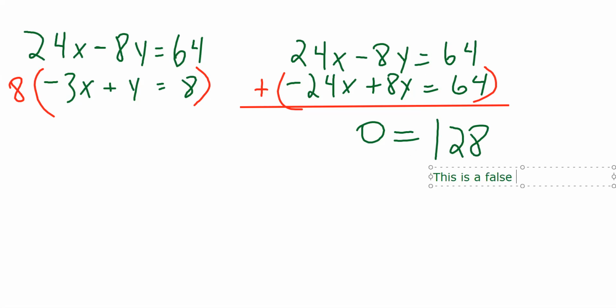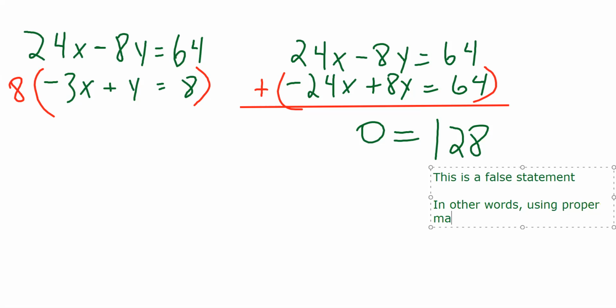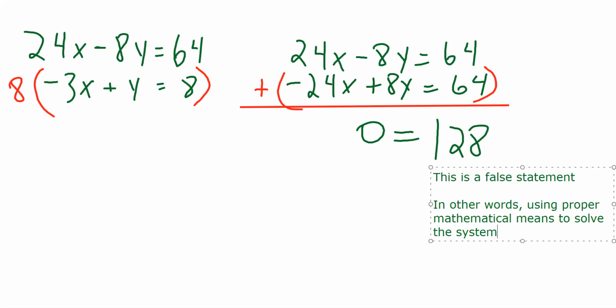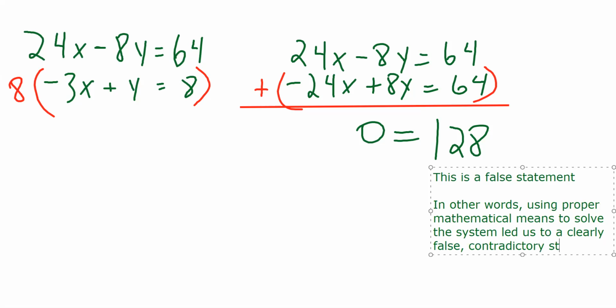This is a false statement. In other words, using proper mathematical means to solve the system led us to a clearly false, contradictory, if you will, statement. 0 equals 128 is ridiculous, but we didn't break any rules. We did everything according to the rules of mathematics that we have established so far.